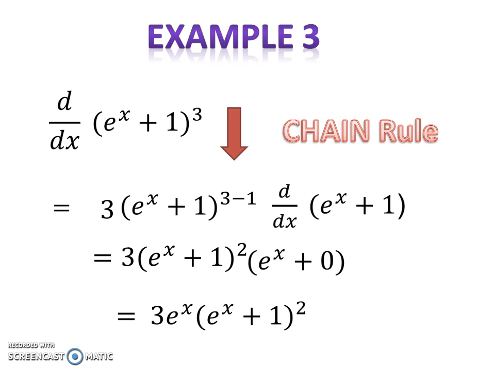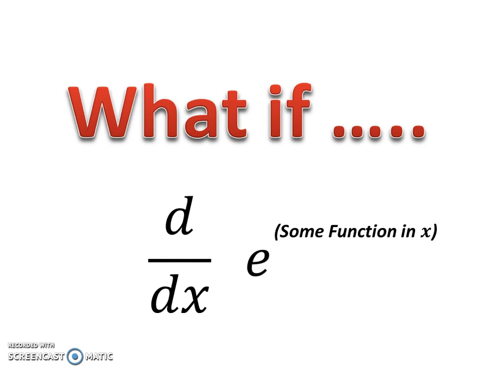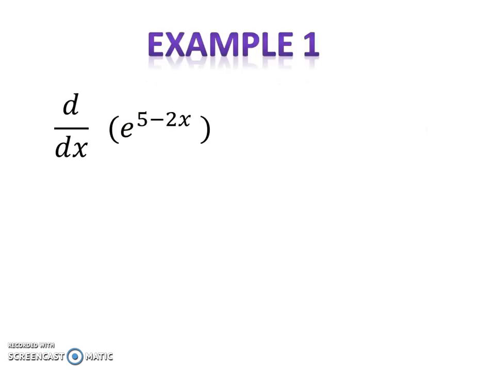Now, we all know exponential functions are not just e power x. So, what if we want to differentiate an exponential, but not power x, but some function in x? How do we go about doing this? Let me illustrate using an example. An exponential whose power is 5 minus 2x. Now, will the differentiation of this function be any different compared to differentiating e power x? The answer is yes and no. But still, this is an exponential function. The concept is still the same.